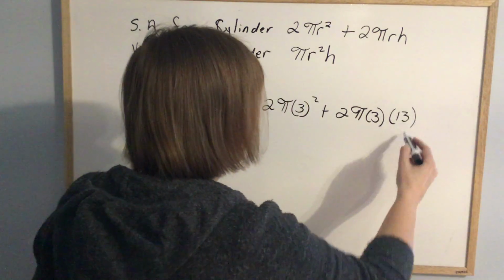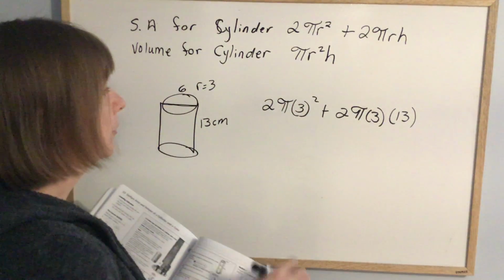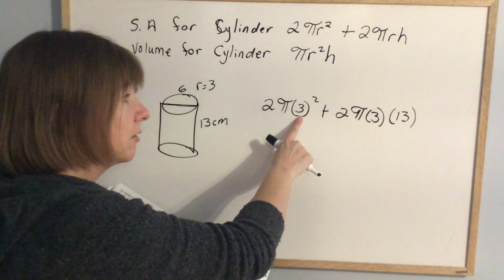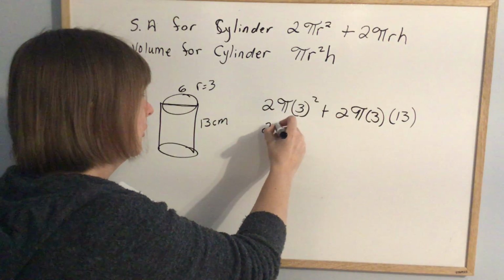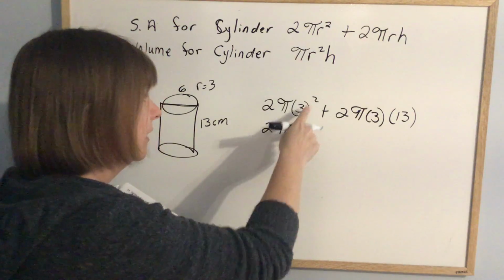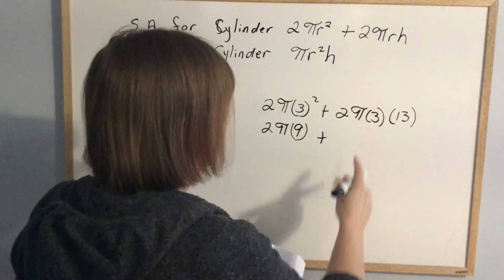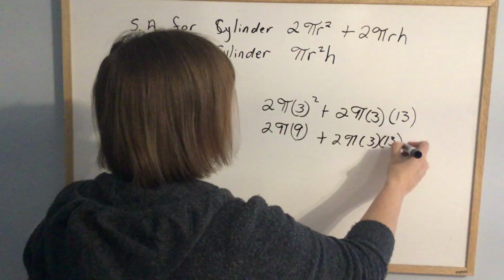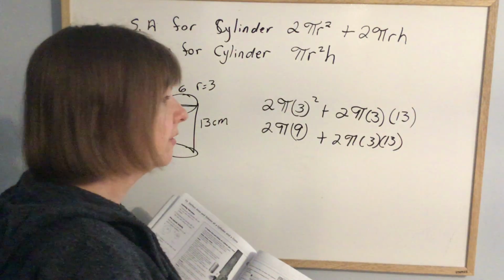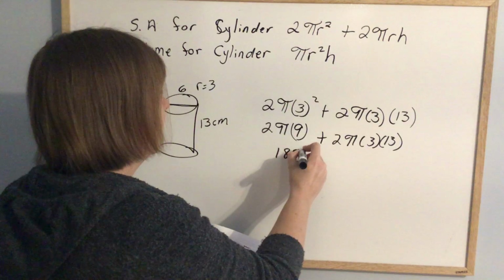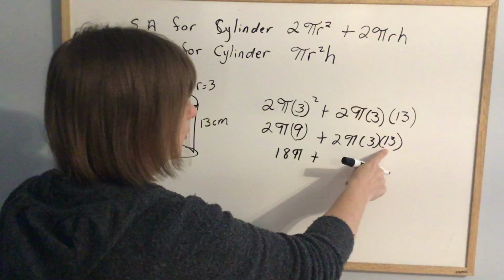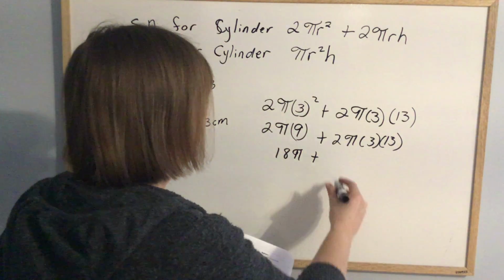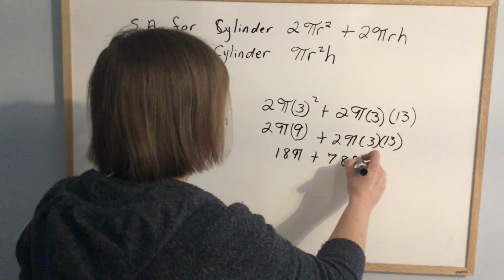which is 13. Now it's very important that you do order of operations. Don't do 2 times pi times 3 and then square it, because the only thing that is squared is that 3. So this is really 2 times pi times 9 plus 2 times pi times 3 times 13. Now you could do this all in one step. I'm doing it in several steps so that you can see what I did. So this is 18 pi plus 3 times 13 is 39, and 39 times 2 would be 78 pi.